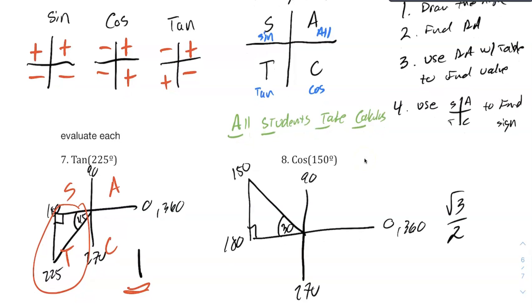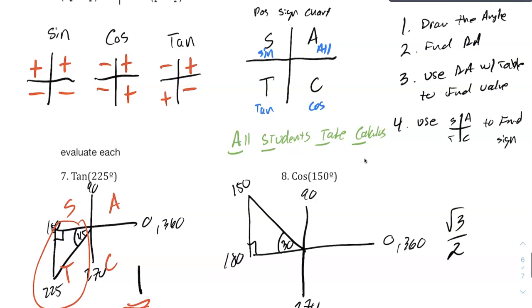But then don't forget the last step is check your sign. And this part, the check the sign part, if you do the triangle and you just don't like the negative part of it, you can still do this. This works for everybody. I should say this part works for everybody. All Students Take Calculus. We're in quadrant 2, so only sine is positive. We're doing cosine, so my answer should be negative. So that's the way that works.